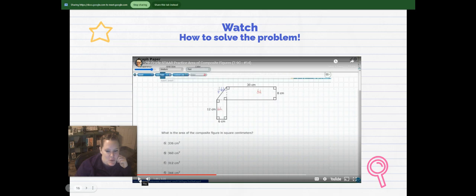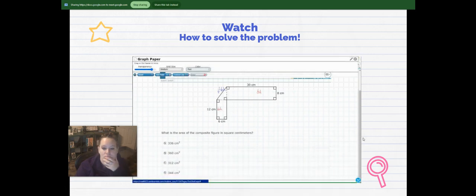I'm going to pause this for a minute because maybe everyone's different, but maybe you did the triangle first because you like finding areas of triangles. Personally, I think rectangles are a little bit easier because you're only doing two things. But again, it's entirely up to you. 8. So 30 times 8, that's going to get me a 24.